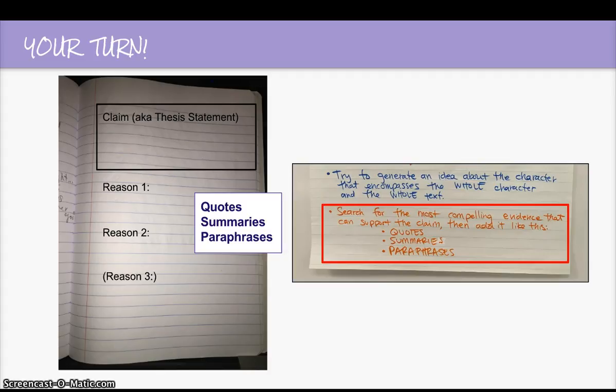Okay, but don't forget, you're searching for the most compelling evidence that can support this claim. Then you're going to add it to your list by using quotes, summaries, or paraphrases. Keep in mind, it needs to be the most compelling evidence. You want to choose evidence that actually supports your ideas. Don't put extra stuff in there, only ideas that will support and convince your reader that you know what you're talking about. All right, get to work, off you go.